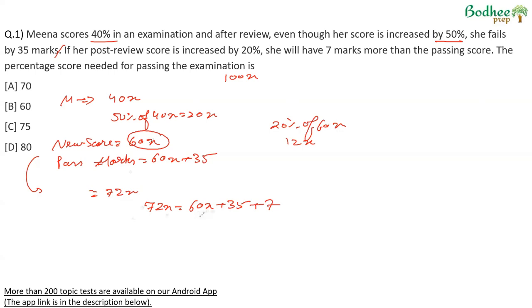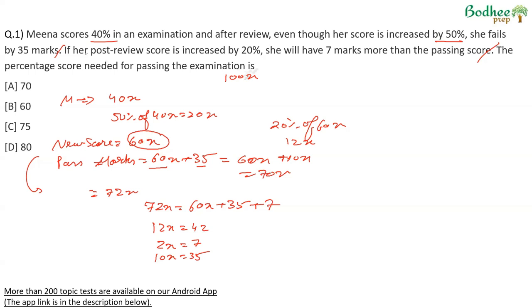So from here we can get the value of x. We have an equation in x. The percentage score needed for passing the examination is. So from here we can write 12x is equal to 42, so 2x is equal to 7. The pass marks are 60x plus 35. So if we multiply by 5, we will get 10x is equal to 35. So the pass marks here are 60x, and the value of 35 is 10x. So the passing marks essentially is 70x.